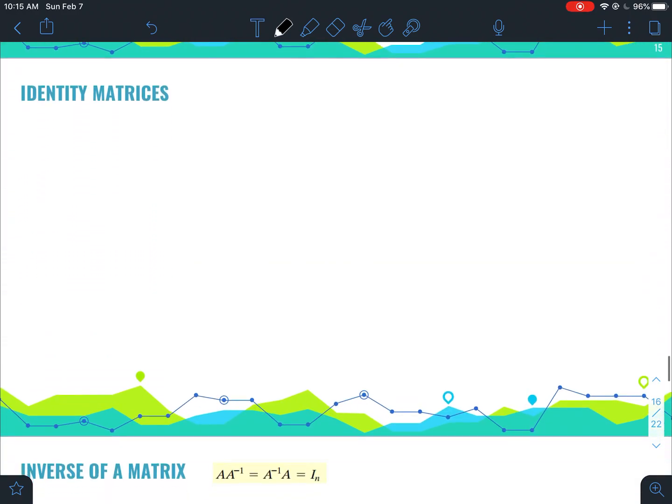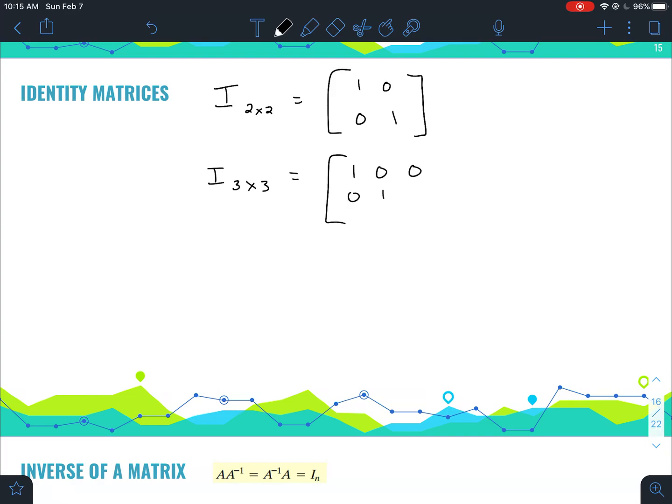All right, what is the identity matrix? Well, the identity matrix we label with I. And so a 2 by 2 identity matrix would have 1s down the diagonal and 0s everywhere else. So the identity 2 by 2 matrix would be 1, 0, 0, 1. The identity 3 by 3 matrix, again, would have 1s down the diagonal and 0s everywhere else. So it would be 1, 0, 0, 0, 1, 0, and 0, 0, 1. And then that would be true for any identity matrix.